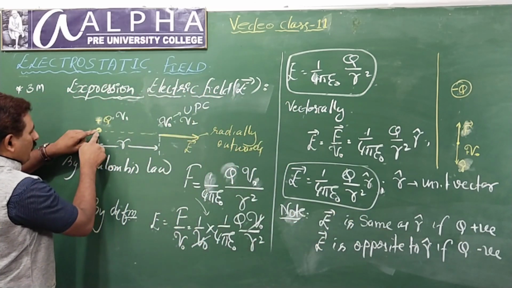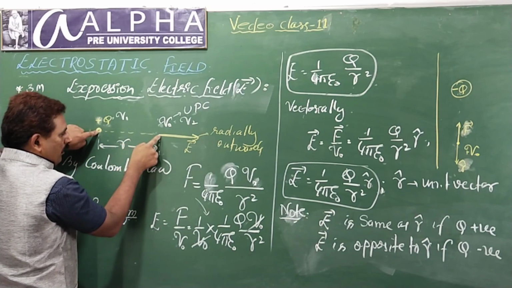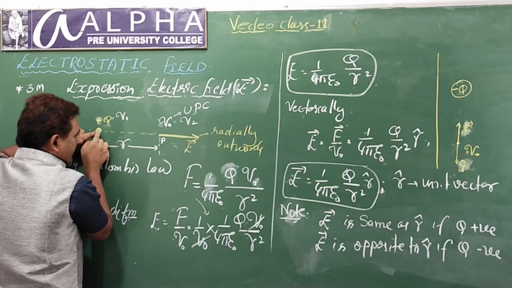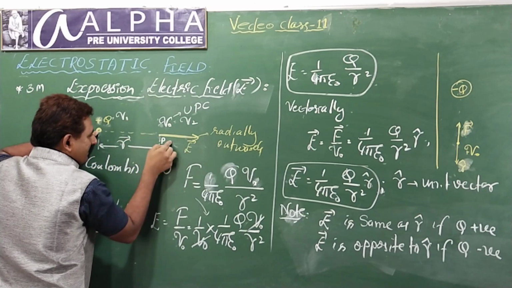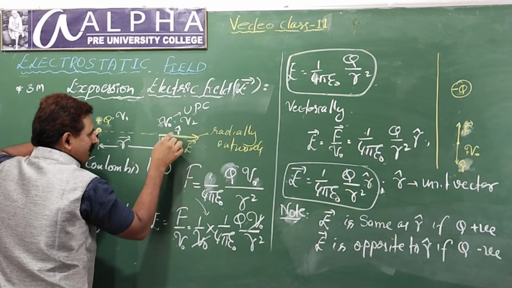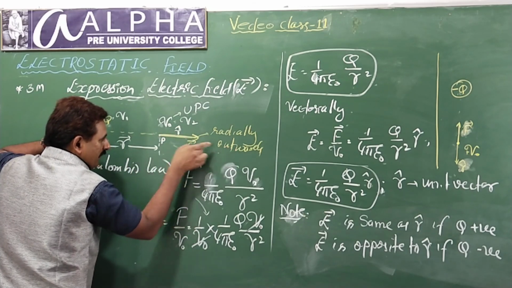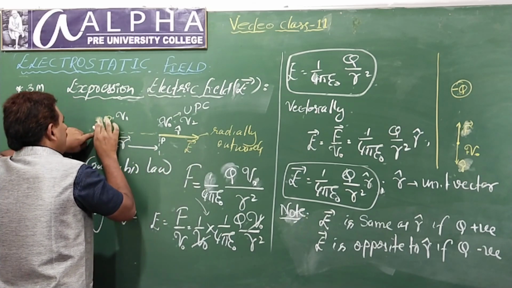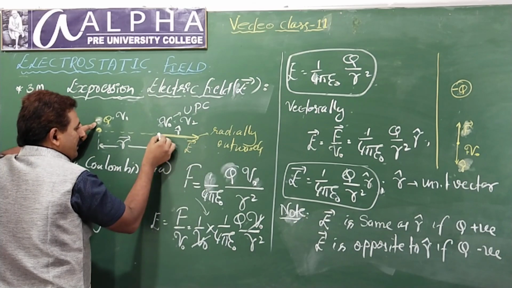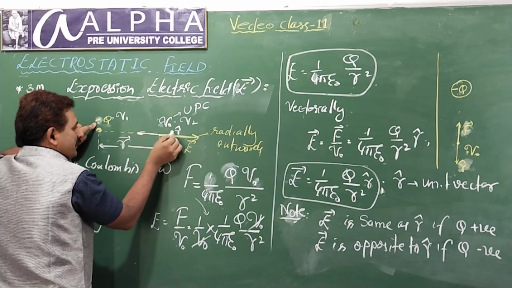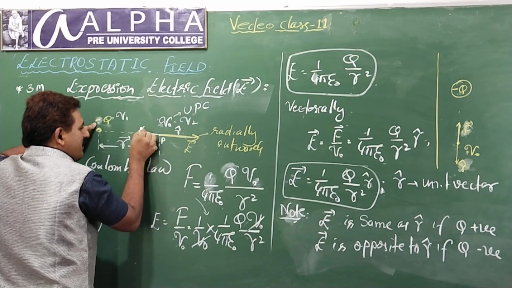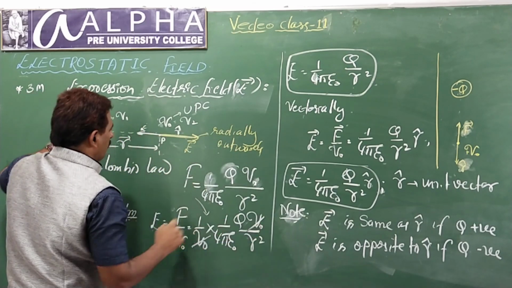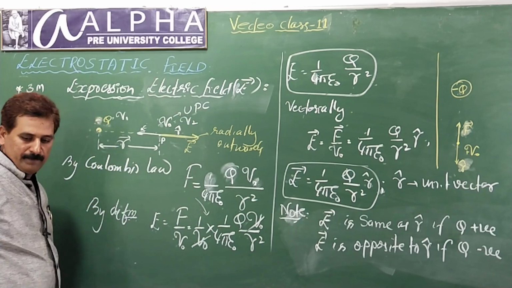Means what? You are looking at a point, say P, where Q naught is situated. You are showing the direction like this. R direction is this. R cap direction is this, outwards. In the same direction, the electric field is here. But if I consider minus Q charge, then the electric field is reversed with respect to R. The field is towards, the electric field is away. That's why they are opposite. This is what you have to remember.